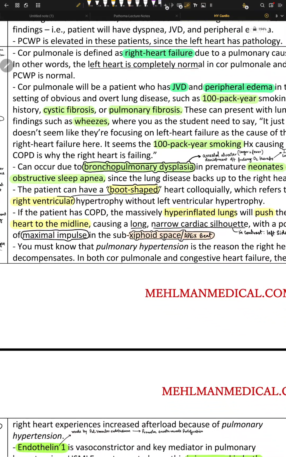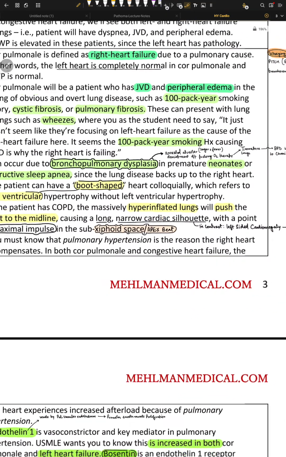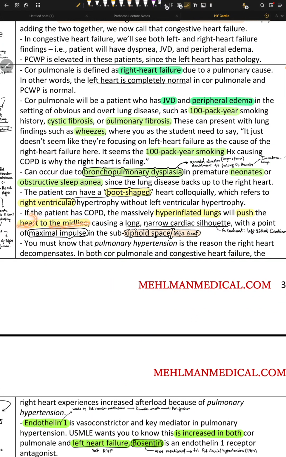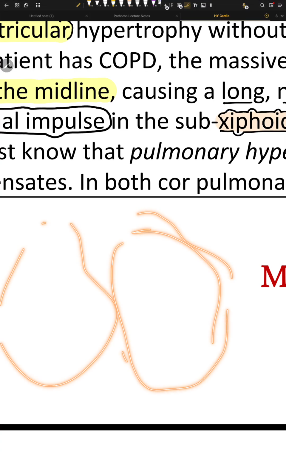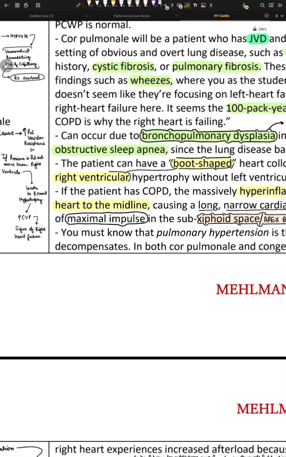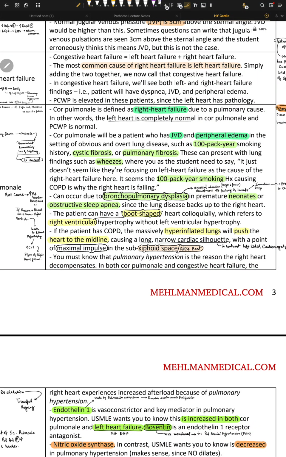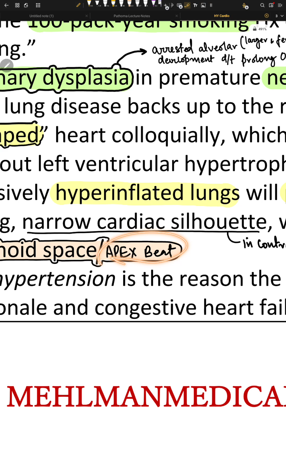So we have hyperinflated lungs that will push the heart to the midline. So these are the lungs, and the heart is here, and this heart will go towards the midline of your body. So we have this midline heart, causing a long, narrow cardiac silhouette with a point of maximum impulse in the subxiphoid space, or we can call it apex beat.